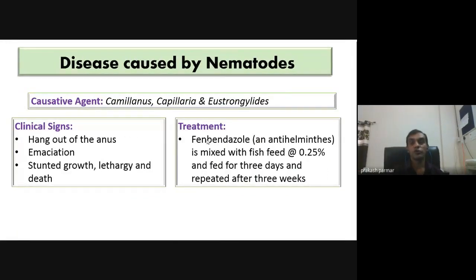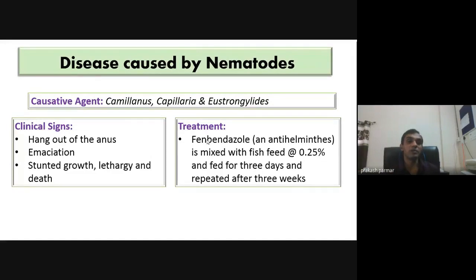Nematodes are also a very common one. They are found in the intestines and the stomach. Sometimes we can see these nematodes hang out in the anus and in the fecal matter, also in the water. So we can find these nematodes come out from the body.